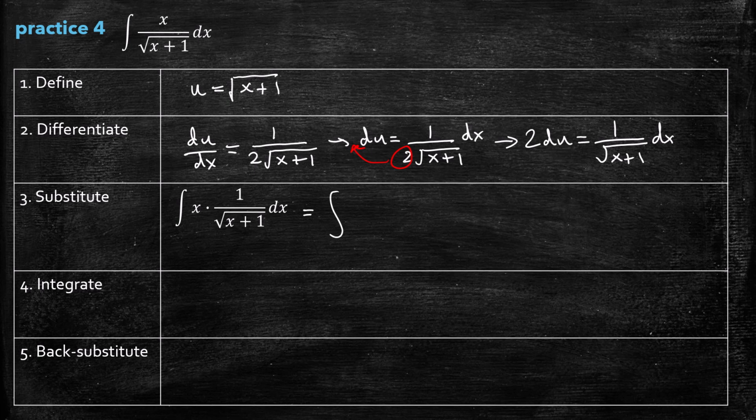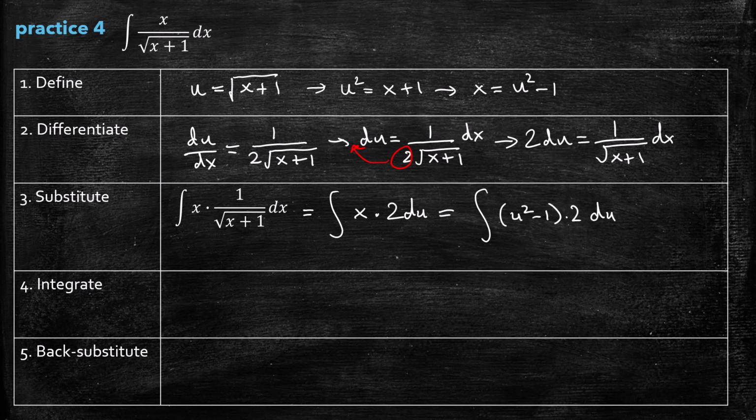Oh, except there's one problem, I've still got an x there. So that is interesting because usually it's so easy to transform into u world, but somehow we have to express x in terms of u. Well, fear not, look over here. We can square both sides, get x plus 1, and then we can isolate x in terms of u. And then we can come down here and make that substitution. So we have u squared minus 1 times 2 du.